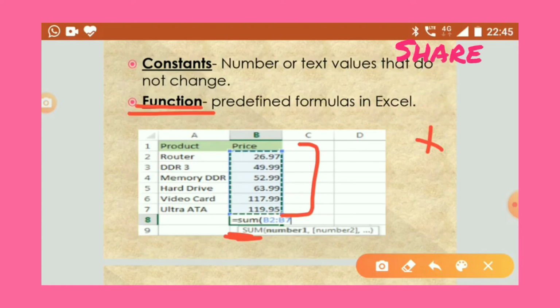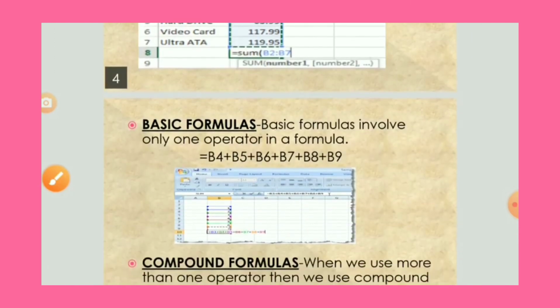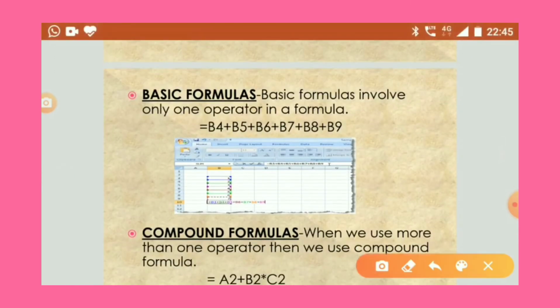Now come to the point in which we will create a formula. The first formula is the basic formula. A basic formula involves only one operator. If we are using only one operator, either plus or minus, it is known as a basic formula. You can see in this example, I use only one operator, plus. So it is known as a basic formula.